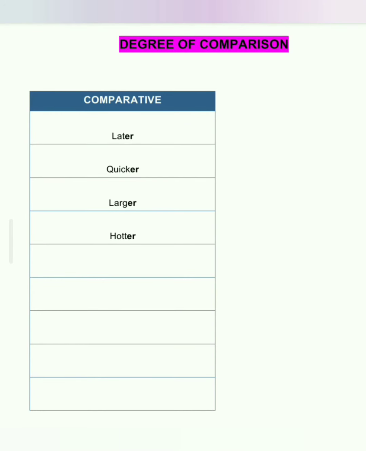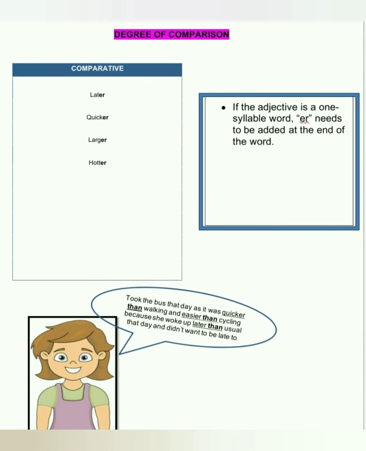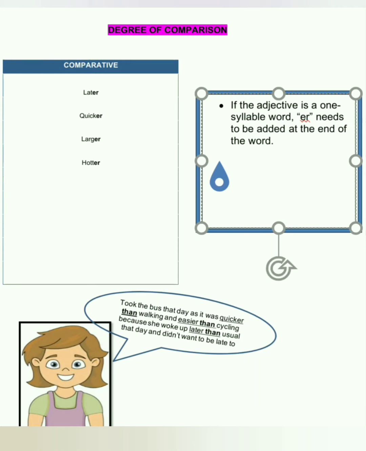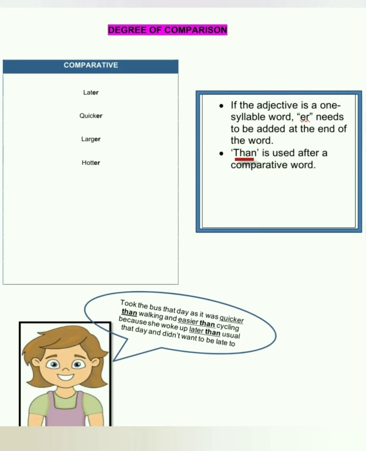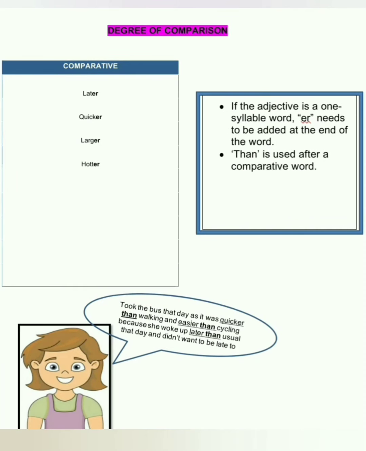Also remember, Amber took the bus that day as it was quicker than walking and easier than cycling because she woke up later than usual that day and didn't want to be late to school. Have you noticed anything common in quicker than, easier than, and later than? Well, it's the word than. We usually use than in comparative sentences after the comparative word.